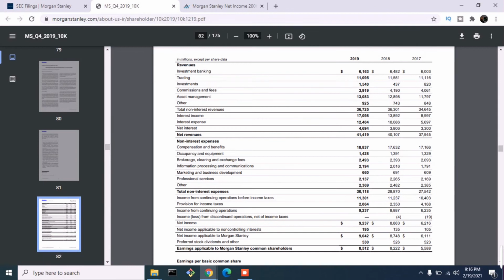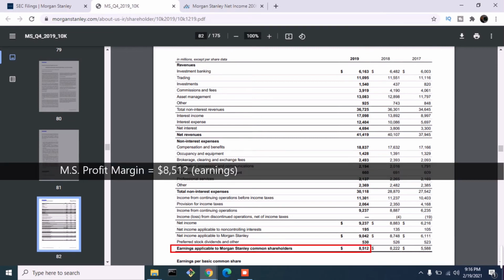And then again, we'll look at Morgan Stanley's profit margin. And Morgan Stanley is another company with a pretty high profit margin, greater than 20%. And just to be safe, I'll take this earnings applicable to Morgan Stanley common shareholders of 8.5 billion and divide that by the total net revenue of 41.4 billion.